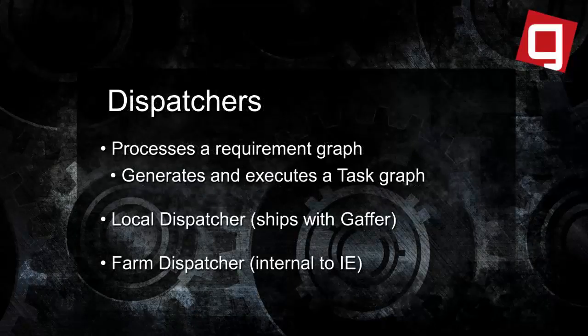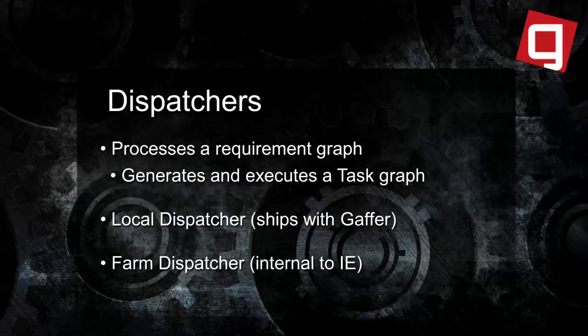And then we have this other class called Dispatcher, which is responsible for managing all the executables. So it's going to process the requirement graph of executable nodes, generate and execute a task graph. And that's all done in the base class, all that processing basically, and then each dispatcher implementation just gets a task graph and it just has to traverse the tree and execute. So we ship a local dispatcher with Gaffer, so that will render all your nodes in the background on the background thread.